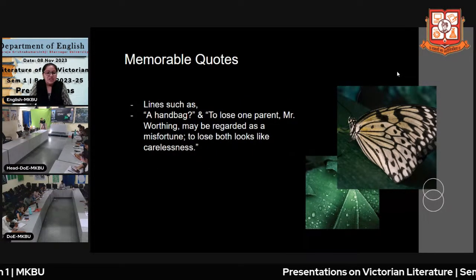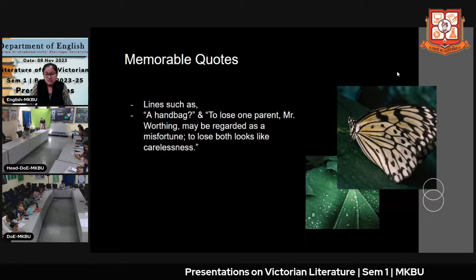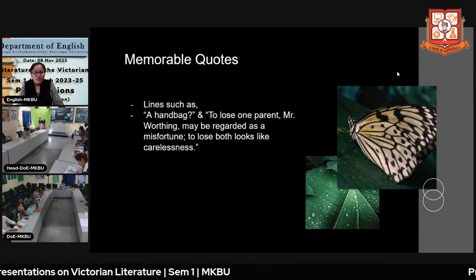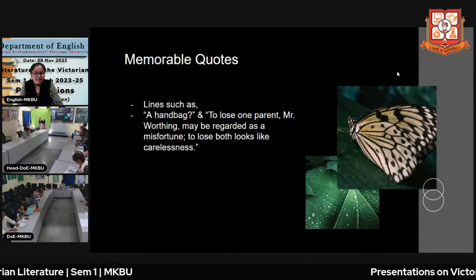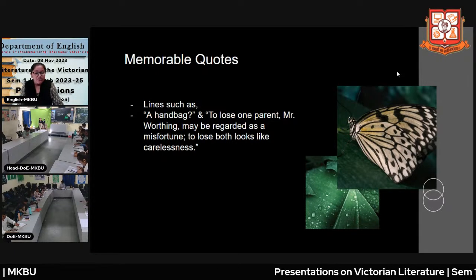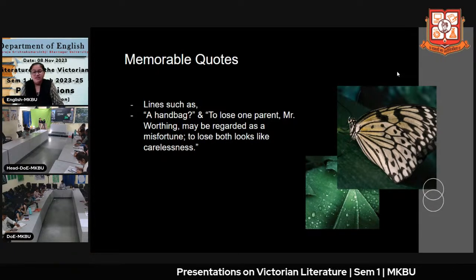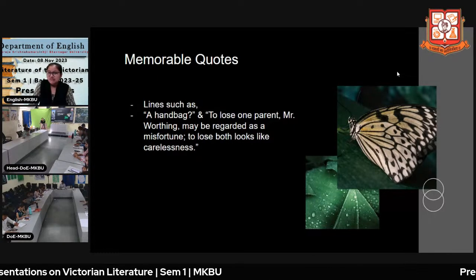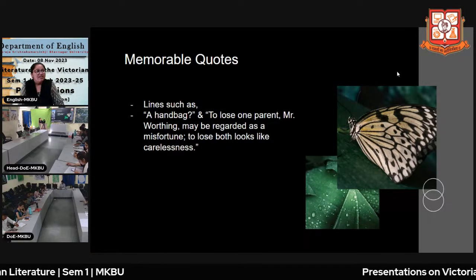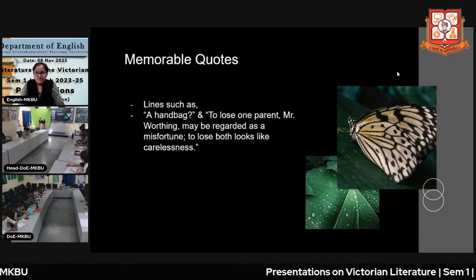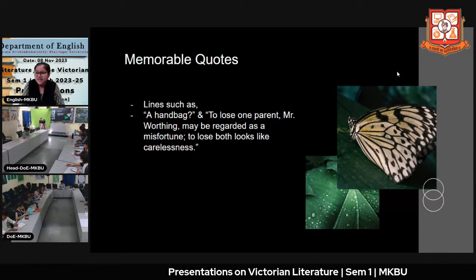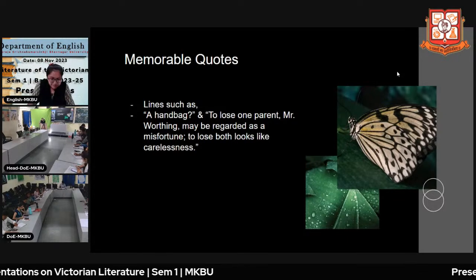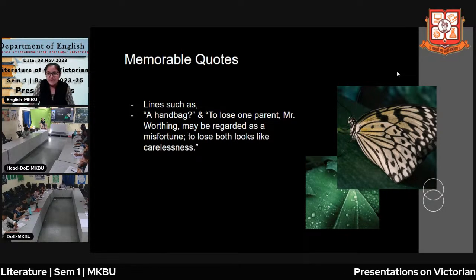This is a memorable quote by Oscar Wilde: "To lose one parent, Mr. Worthing, may be regarded as a misfortune; to lose both looks like carelessness." Where Oscar Wilde writes this quote, he tries to tell us that whenever a girl or boy marries, they should earn money, and they should have their parents alive.